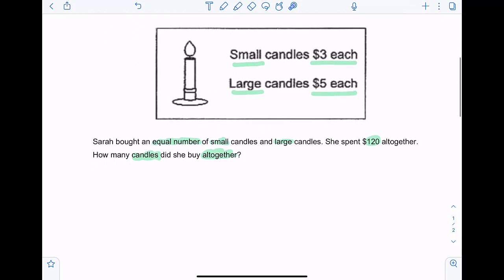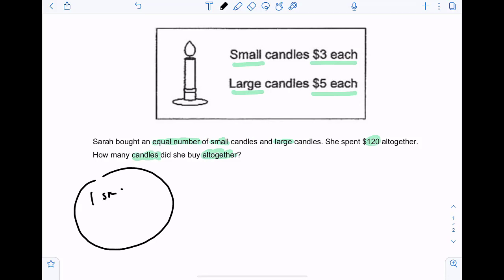Now, when they mention that the number of small and large candles bought are equal, it means for every one small, there will be one large. Two small, two large. So what we can do is to group one small candle, which is $3 each, together with one large candle, $5 each.